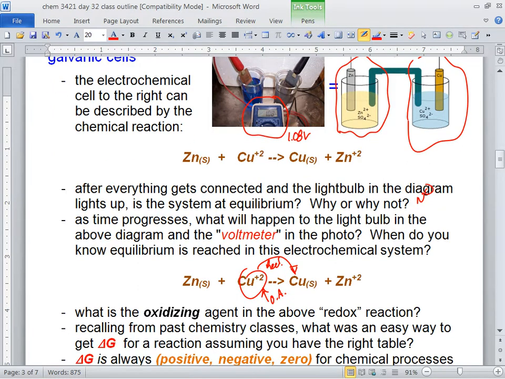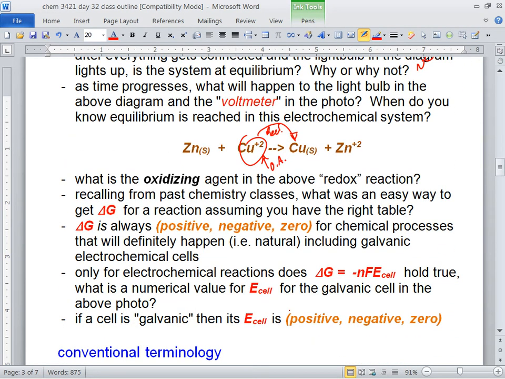Okay. Recalling from past chemistry classes, what was an easy way to get delta G for a reaction? Let's see how much chemistry you remember here. What was an easy way to get delta G for a reaction, assuming you have the right table? What do you do with the table? You flip the reaction according to how you want it. You're thinking of Hess's law. Remember, you have a table. Anybody remember?